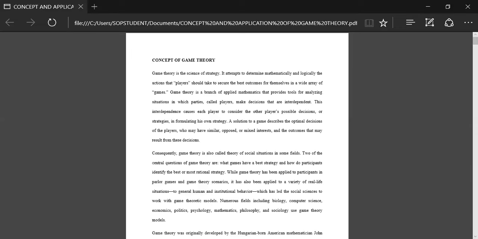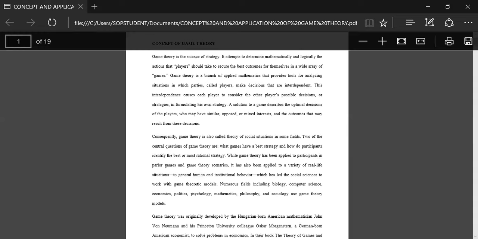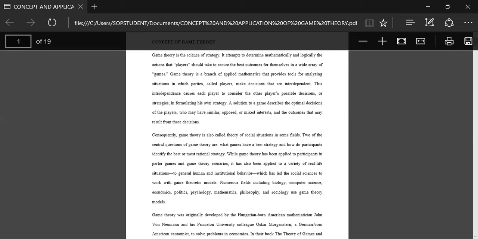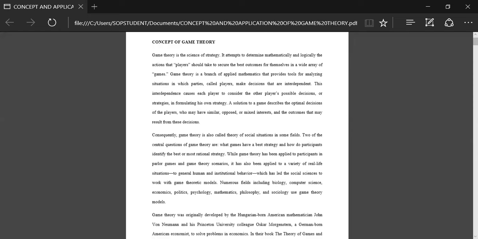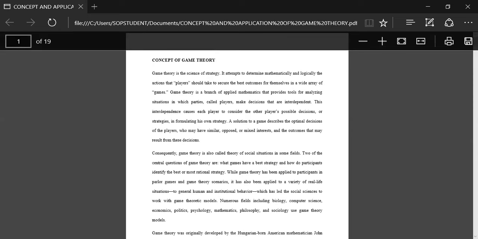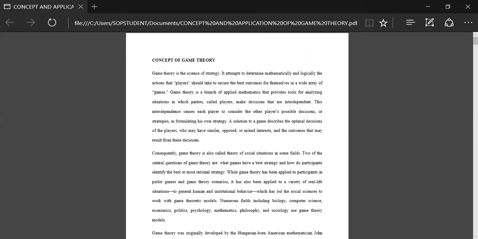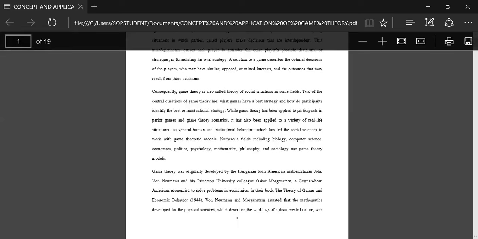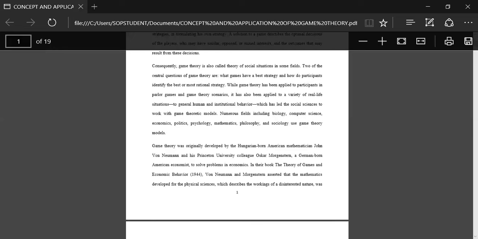This is a presentation on game theory. Game theory is a science of strategy. It analyzes situations where decisions are interdependent. Game theory was originated by John von Neumann and Oscar Morgenstern.